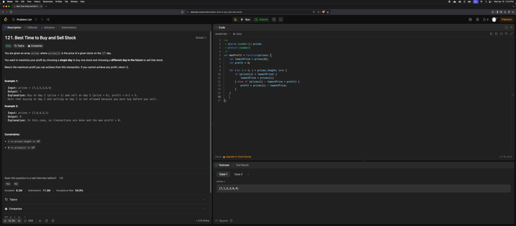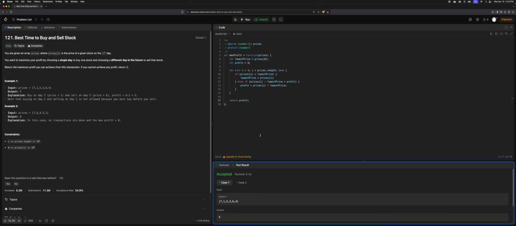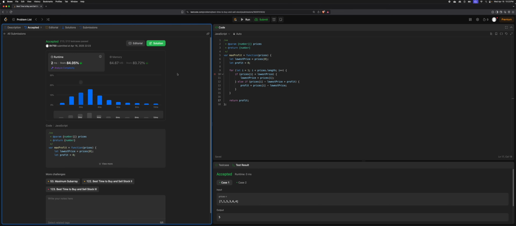And then once we've gone through all those, we should have a profit that is calculated, and we'll just return the profit. So we'll run that, and it gave us back an accepted. We'll submit it to get all the test cases, and we get a decent-ish solution.